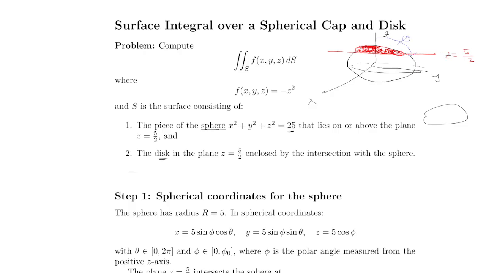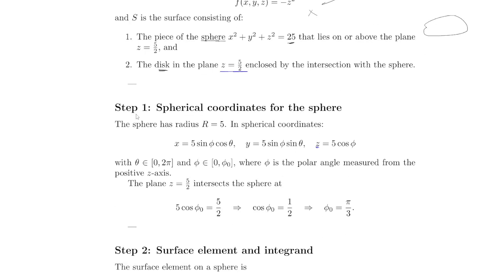So to find that, we have to first write in spherical coordinates. We have x equals 5 sine phi cosine theta, y is 5 sine phi sine theta, and z is 5 cosine phi. But we said also that z is 5/2, so we're going to replace z with 5/2 in that equation, and we're going to solve. So we have 5 cosine phi equals 5/2. That means that cosine phi is 1/2, which means the angle has to be pi/3.